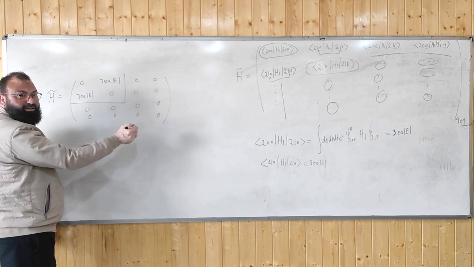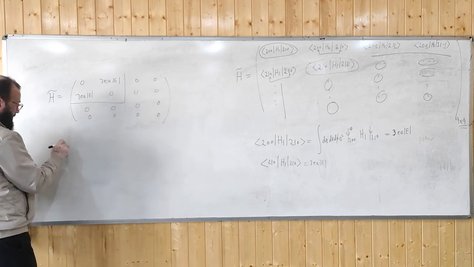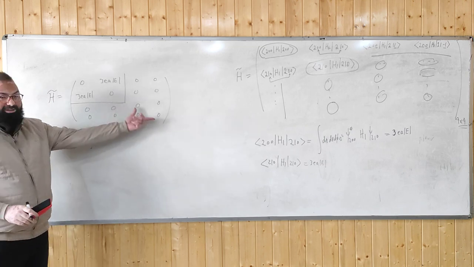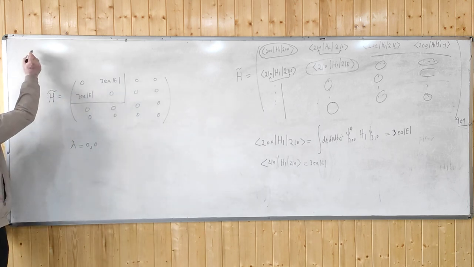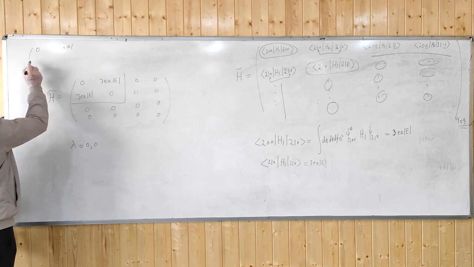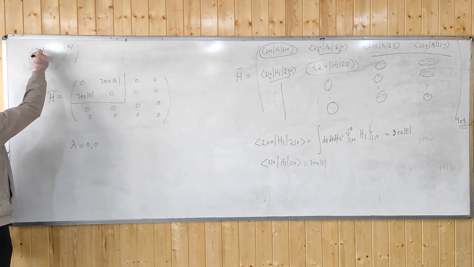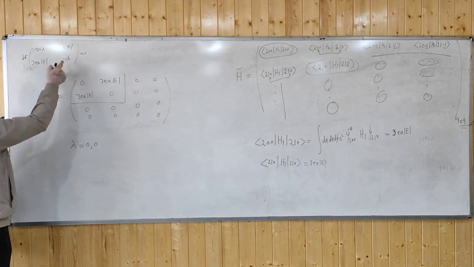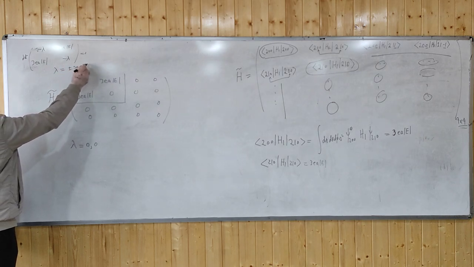What are the eigenvalues here? It's only the diagonal terms. Clear? So the eigenvalues are lambda equal to 0 and 0, corresponding to these two terms. And now you diagonalize this block. Put 0 minus lambda, take the determinant equal to 0. What is lambda there? So lambda square minus this thing, lambda is equal to plus minus 3eE, magnitude of a.